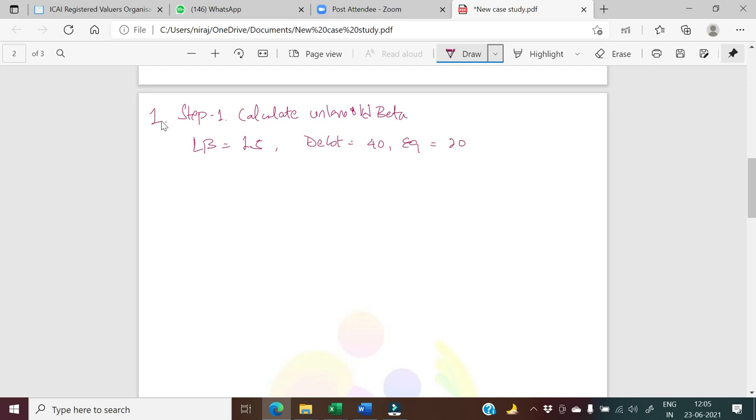The formula that we have is levered beta equals unlevered beta multiplied by 1 plus debt divided by equity into 1 minus tax percentage. Basis this, can we back calculate and find out beta U? Answer is yes. So my beta U will be equal to beta L, that is 1.5, divided by 1 plus debt 40 by equity 20, multiplied by 1 minus 25 percent.